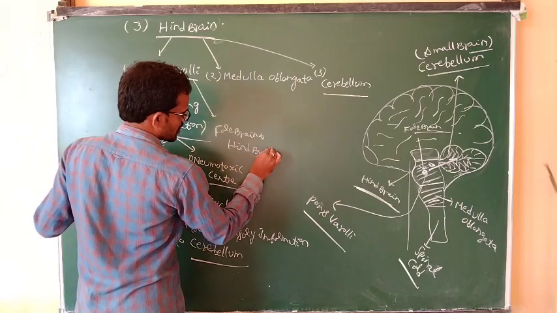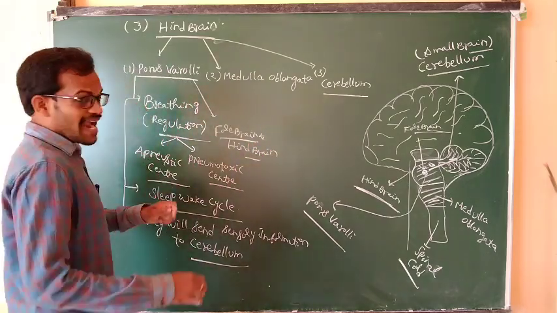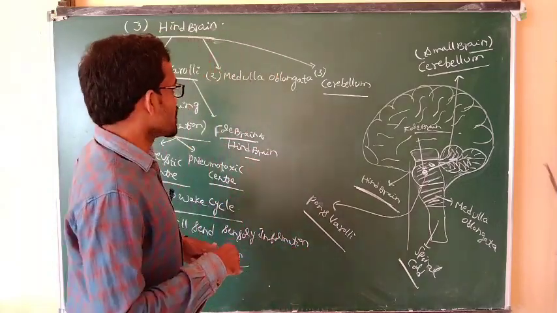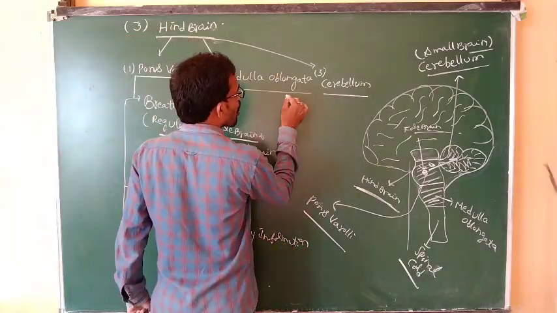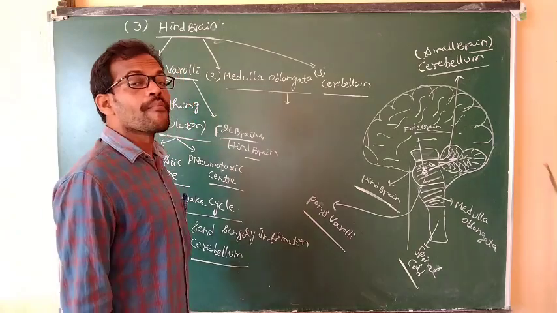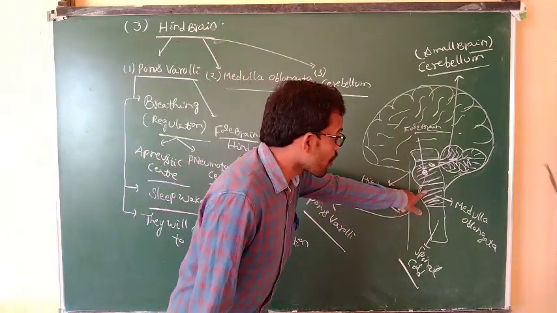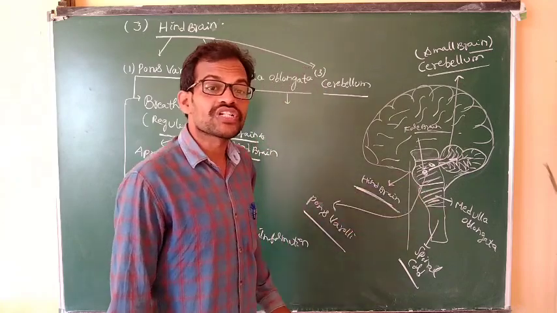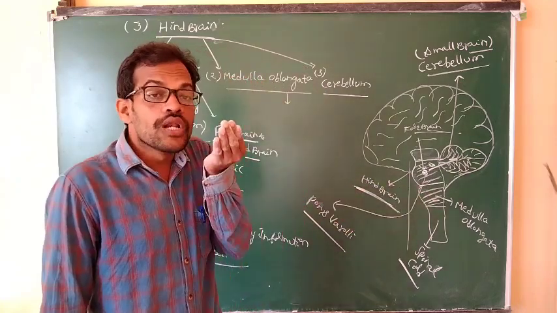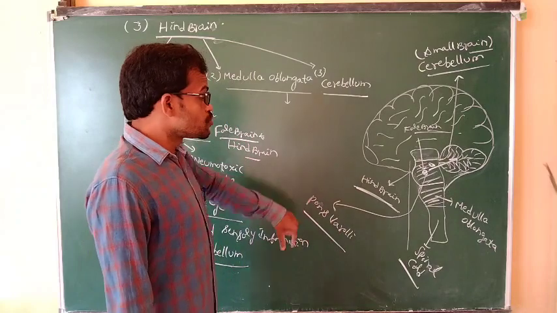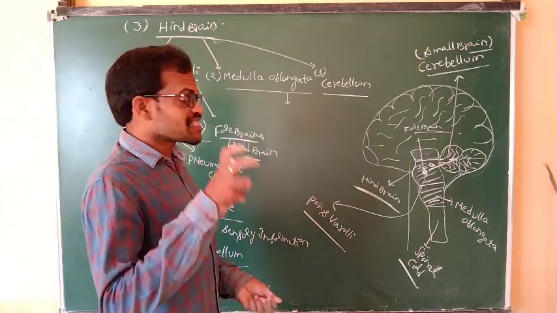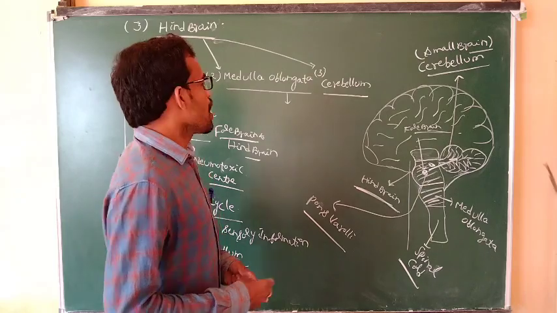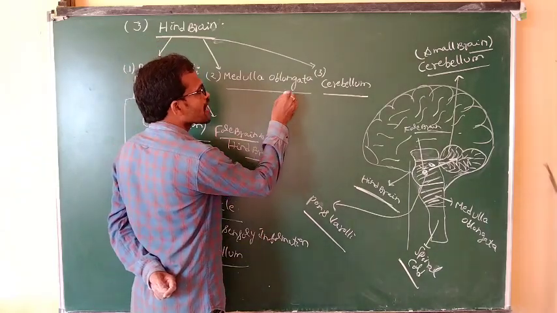It is connected between the forebrain and hindbrain. Coming to the medulla oblongata: it is the inferior portion, the lower side of the pons varolii. It is known as the medulla oblongata. What is the function of this medulla oblongata?